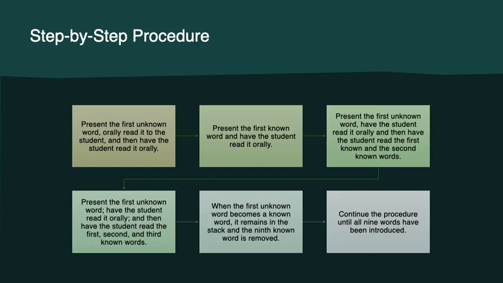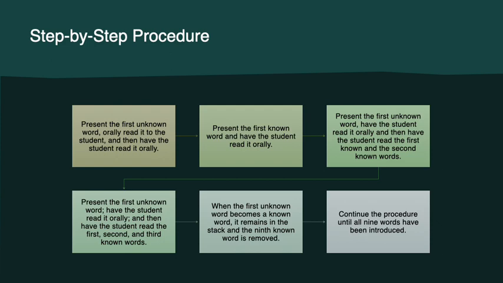Now, regarding the steps in implementing the incremental rehearsal procedure, the first step is to present the first unknown word, orally read it to the student, and then have the student read it orally. The second step is to present the first known word and have the student read it orally. And the third step is to present the first unknown word, have the student read it orally, and then have the student read the first known and the second known words.